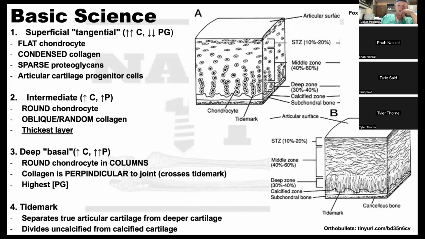In the intermediate layer, you have round chondrocytes, which are oblique and randomly oriented, and this is the thickest layer. And then the deep basal layer has round chondrocytes in columns, and here the collagen is perpendicular to the joint, and it has the highest concentration of proteoglycans. And then lastly, the tide mark separates true articular cartilage from deeper cartilage, and also divides uncalcified from calcified cartilage.